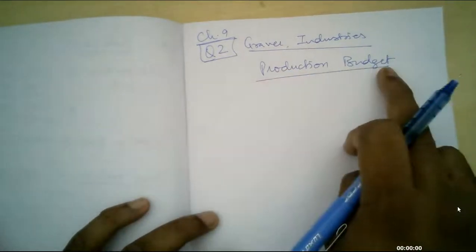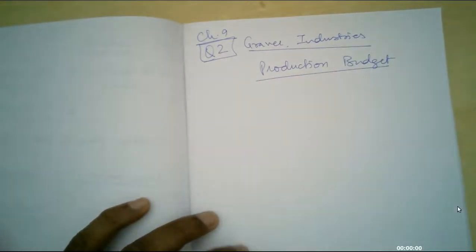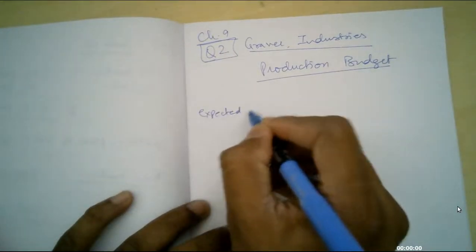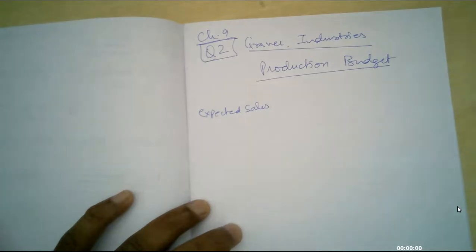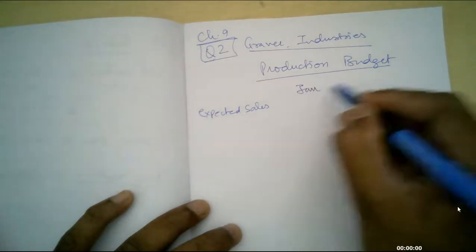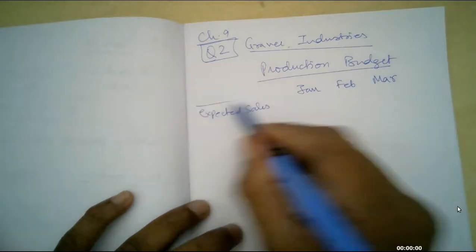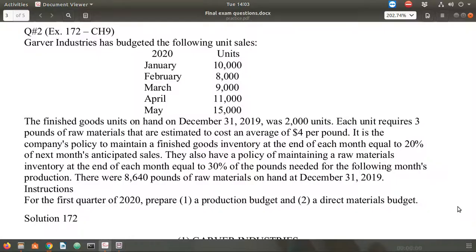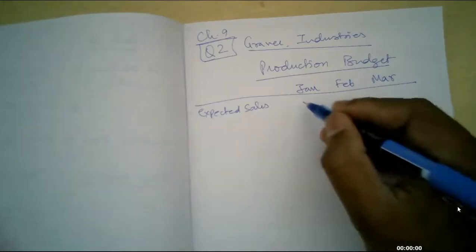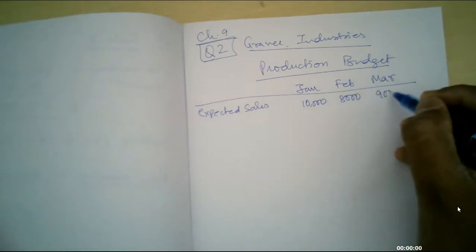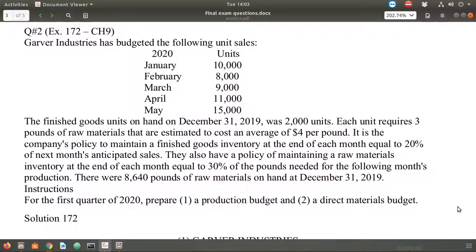See, in order to know how much to produce, you should start with how much the expected sales are. Okay, so expected sales for the months of January, February, March, because they are only asking for 3 months. What are the expected sales? January 10,000, February 8,000, March 9,000. So these are the expected sales.